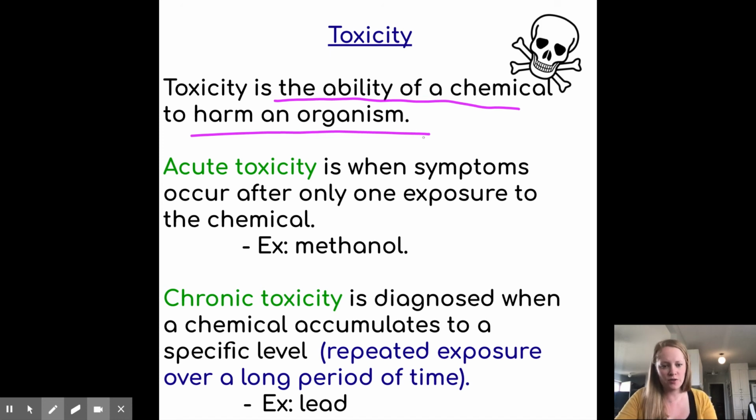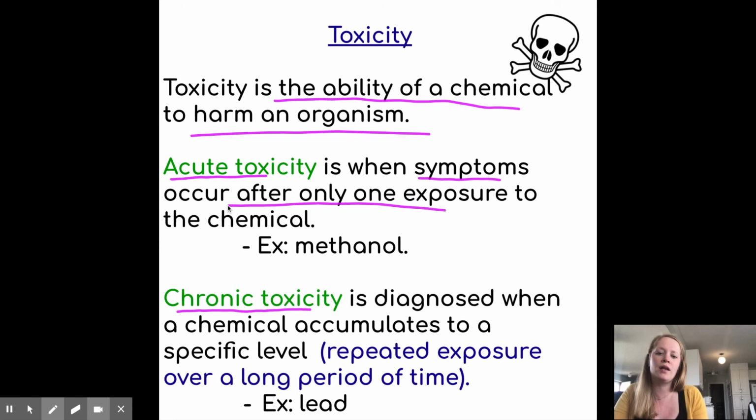Now, there's two different types of toxicity. Acute toxicity, it is not cute and cuddly. And then there's chronic. Okay? Both are not good. Both cause health problems. But acute is when symptoms occur after only one exposure. So if you are exposed to methanol, you'll actually see symptoms right off the bat after one exposure.